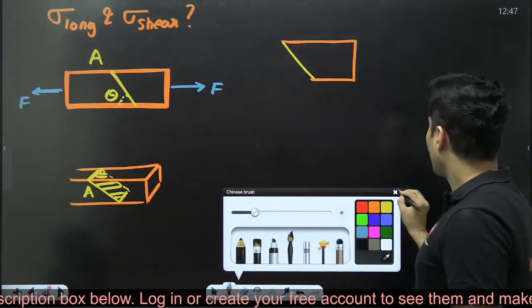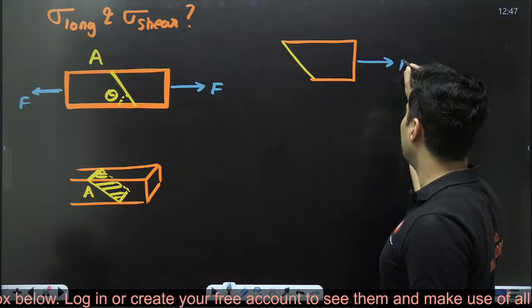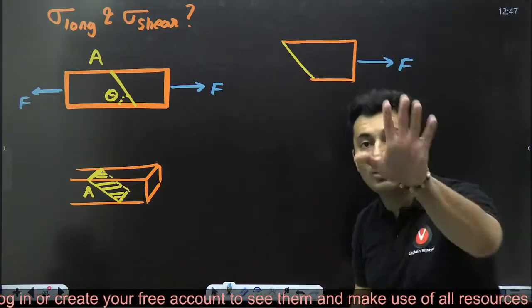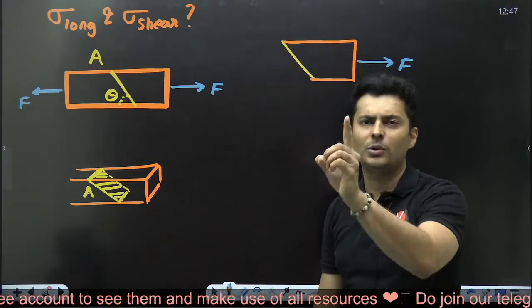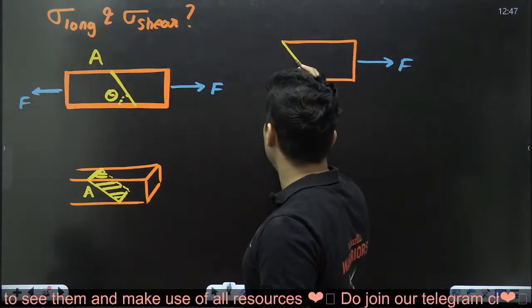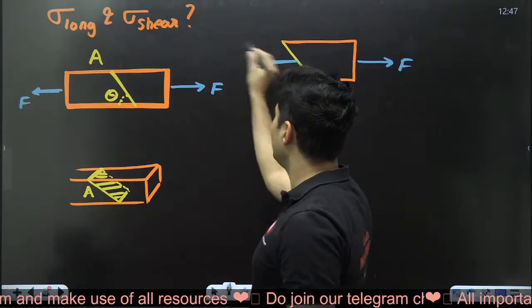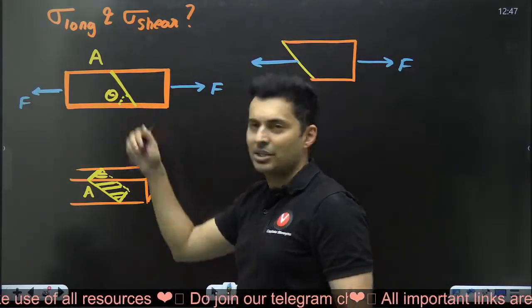Okay. Now, if there is a force acting here, because this body is in equilibrium, shouldn't there be an equal and opposite force to keep it at rest by Newton's first law? So 100% there will be a force which is internal on this section.